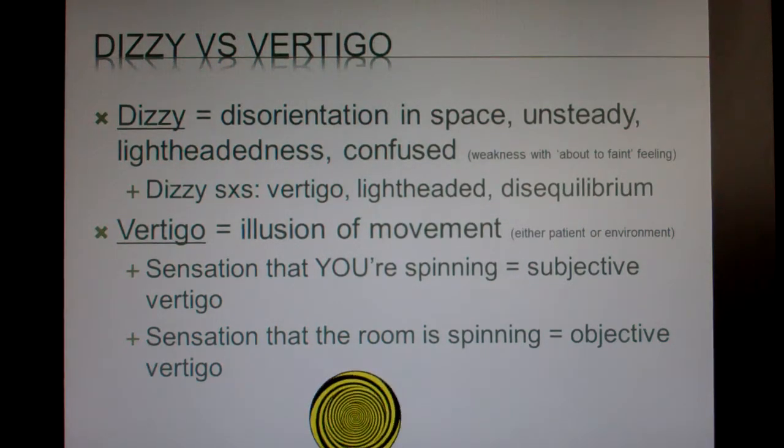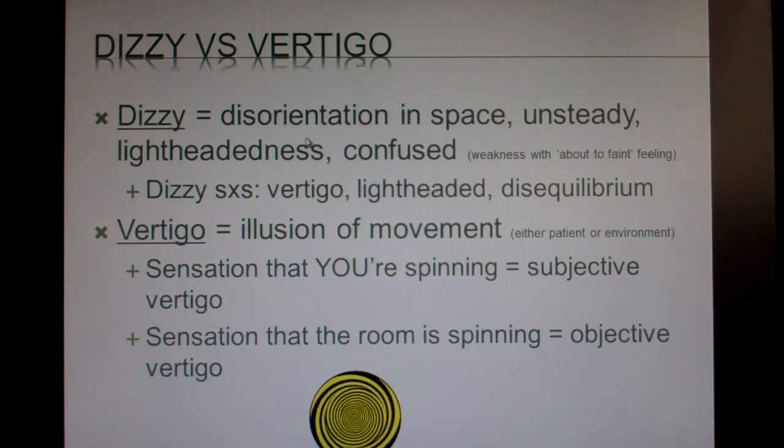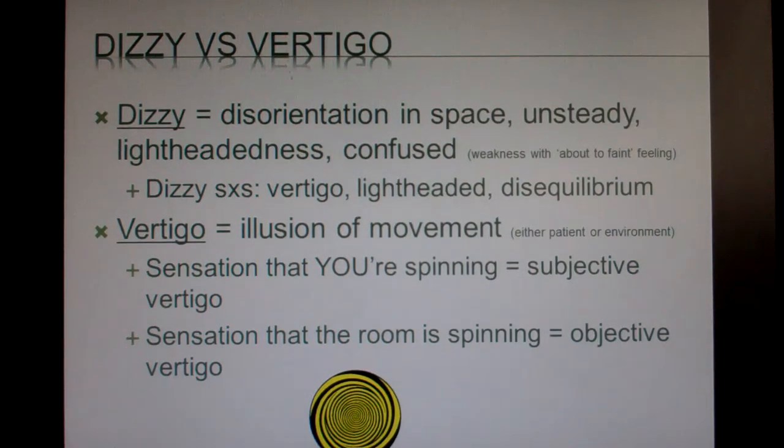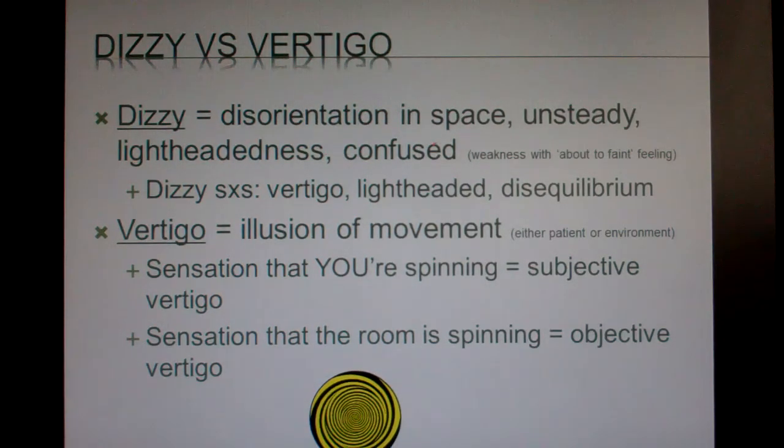Ooh, dizziness versus vertigo. Alright. If you are dizzy, we know what dizzy is, right? Dizzy is when you are disoriented in space, unsteady, lightheadedness, confused, weakness, or about to faint feeling. Everybody's been dizzy, right? That's what dizziness is. It's the whole unsteady, dizzy kind of thing.